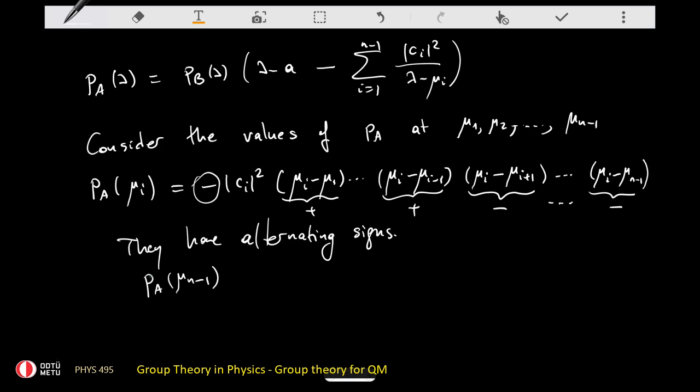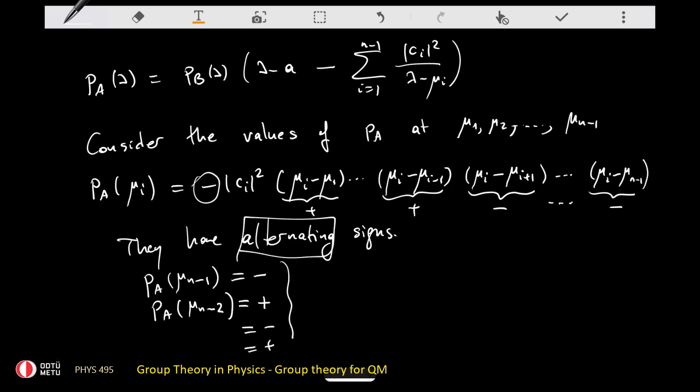So if you just compute this, you're going to see that this is negative. Okay. And if you compute the second largest, when you set the argument of the polynomial to the second largest eigenvalue, you get a positive sign, and so on. So these signs are basically alternating. So they have alternating signs. So the value of the polynomial at one eigenvalue is opposite to the value at the next eigenvalue.